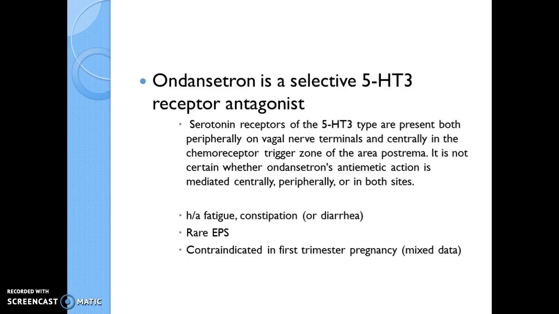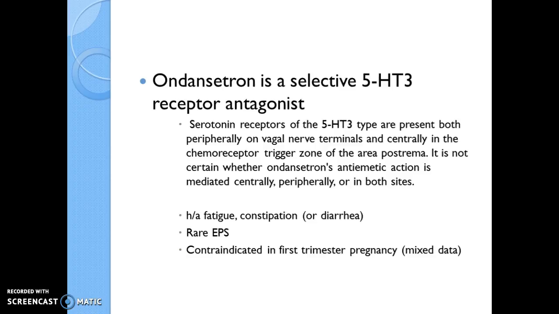First drug is ondansetron, and it's a selective 5-HT3 type serotonin receptor antagonist. And here we have serotonin again. It's a major player in so many things, and the gut is definitely one of them. Serotonin receptors are present peripherally and centrally. We're not sure whether this drug works centrally, peripherally, or at both sites. Honestly, it probably doesn't matter, but it's really a great drug. It is almost a miracle drug.